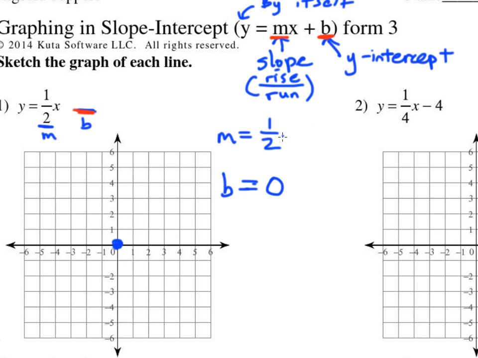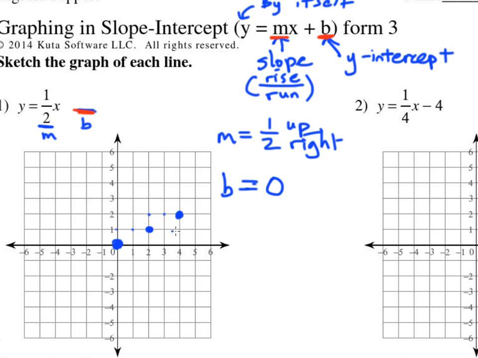Remember, this fraction means rise over run. So we're going to move. We're going to go up, and then this is left or right. It's going to be right because it's positive. Up and to the right. So we're going to go up 1, right 2. So let's try that. Up 1, right 2.